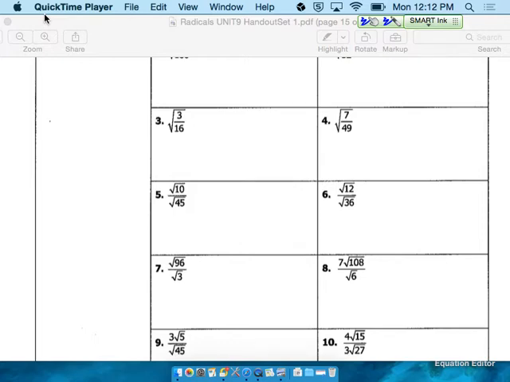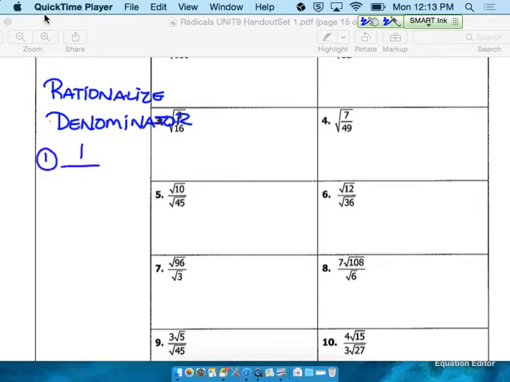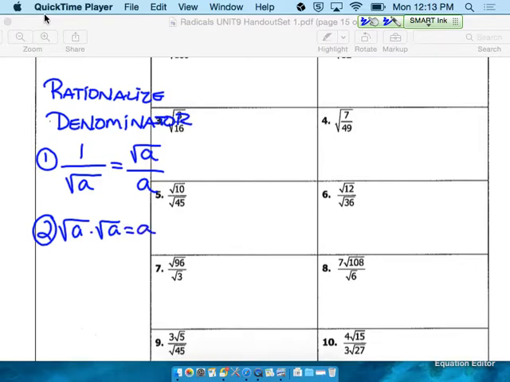This video is going to walk through the skill that's known as rationalizing the denominator. The basic property: if I have a fraction with a radical in the denominator, this is equivalent to the expression that's presented here. And the other property I need to keep in mind is if I have a radical and I multiply it times itself, I simply get the radicand. So these are the two skills that you will need.